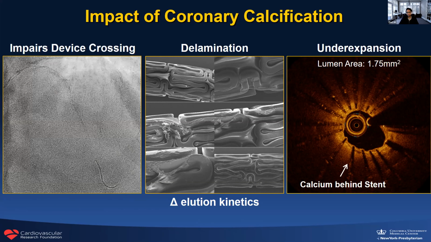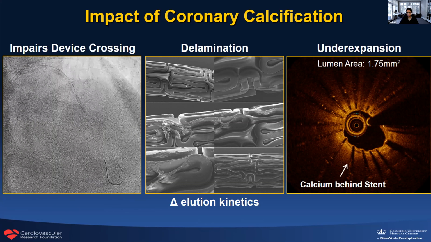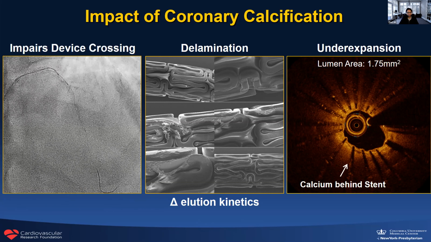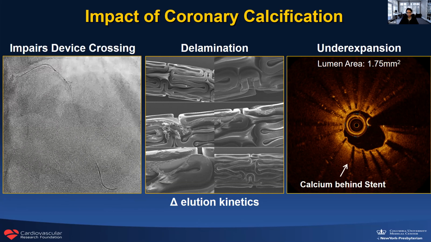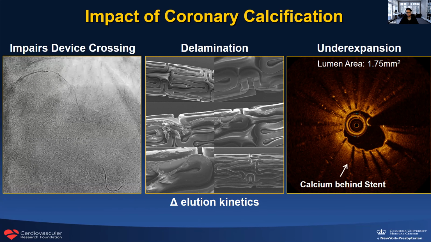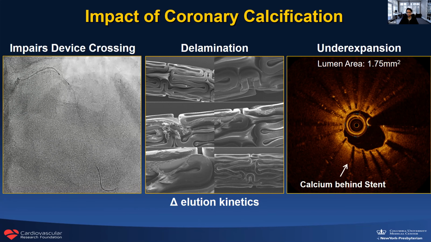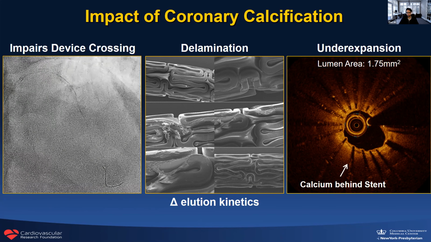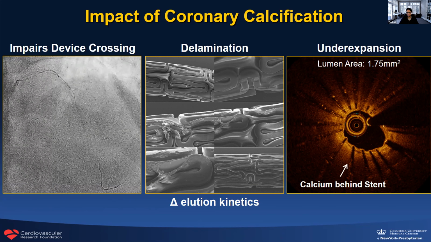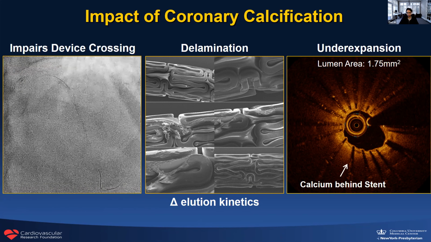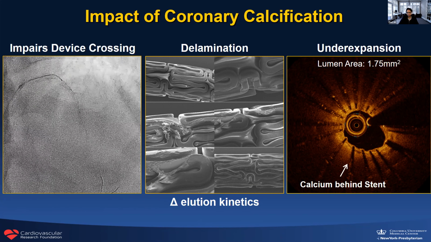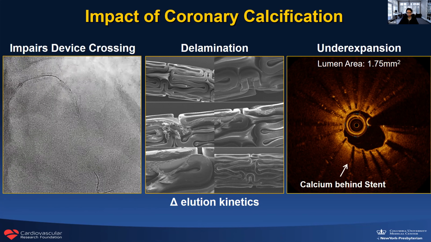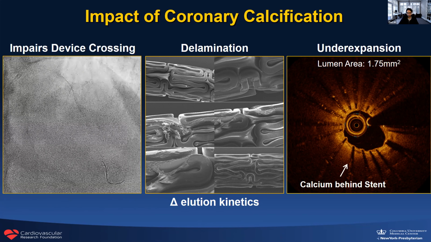Well, the reason is because severe calcification definitely impacts device crossing. It can cause delamination of the stents and the polymers, which likely has a significant impact on the ability to stop neointimal hyperplasia. And obviously, this is the elephant in the room: significant calcification, whether recognized or not, can lead to significant underexpansion in the stent, which hampers long-term clinical outcomes.